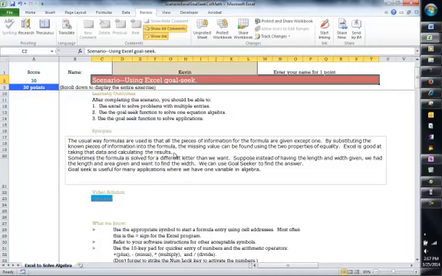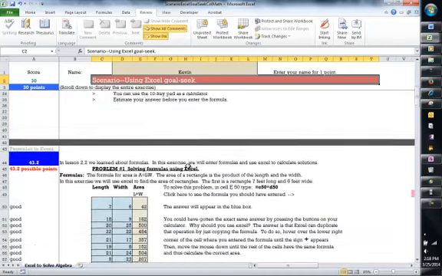Sometimes the formula is solved for a different letter than we want. Suppose instead of having length and width given, we had the length and area given and wanted to find the width. We can use goal seek to find that answer. Goal seek is useful for many applications where we have one variable algebra.